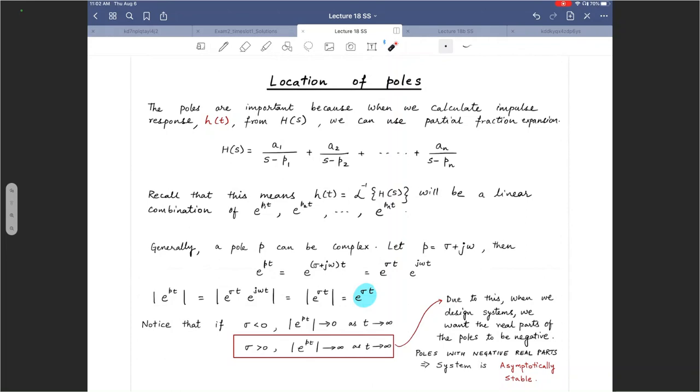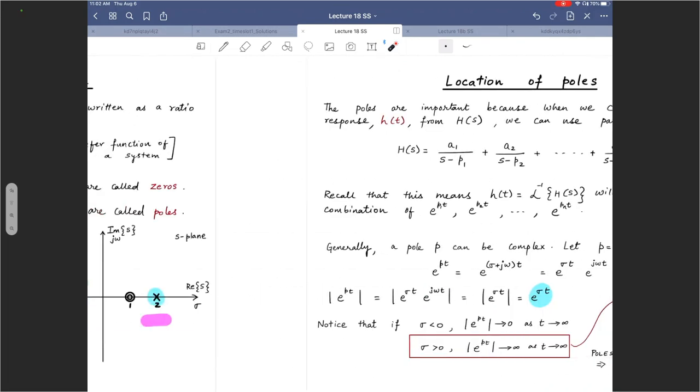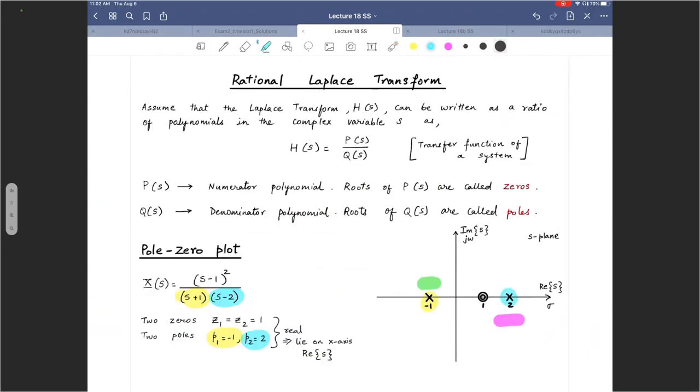If the poles of the system are in the left half of the plane, that means the system is asymptotically stable. Asymptotically because t goes to infinity, right? So as time goes on, it asymptotically becomes stable. So when poles have negative real parts, that means they are on the left side of this plane, right? All of this is green.